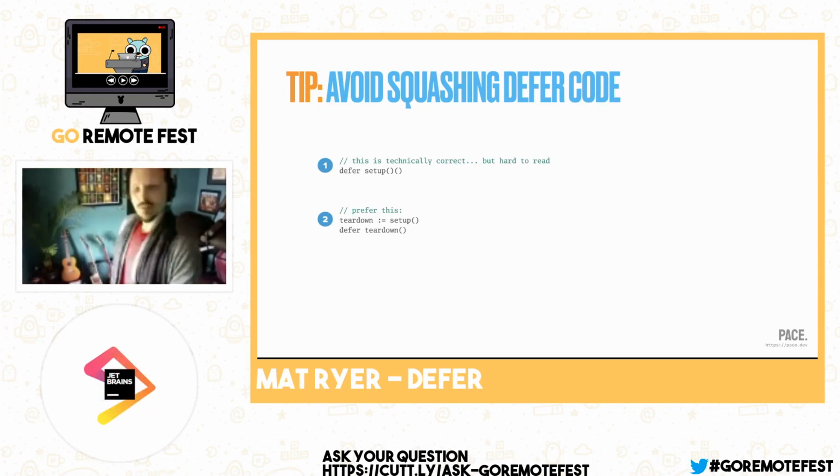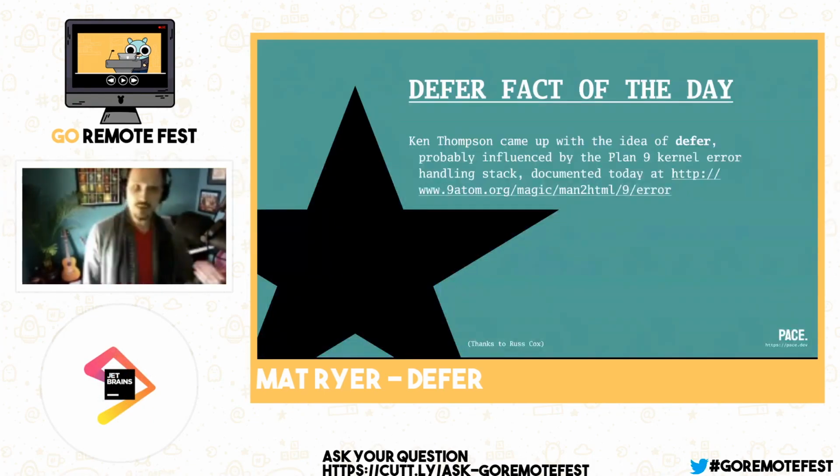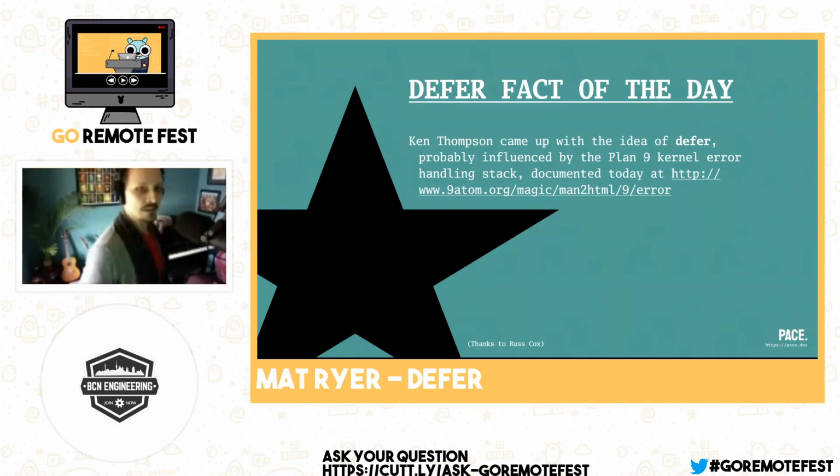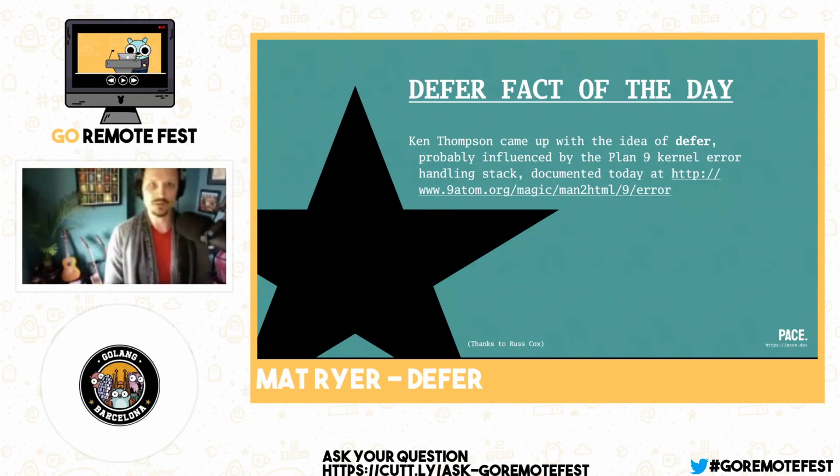I have some facts of the day throughout. Here's one. Ken Thompson came up with the idea of defer, probably influenced by some of the things that Plan 9 did. You can check that out there. I got some of these nuggets from Russ Cox, so thank you, Russ. There are some more of these throughout.